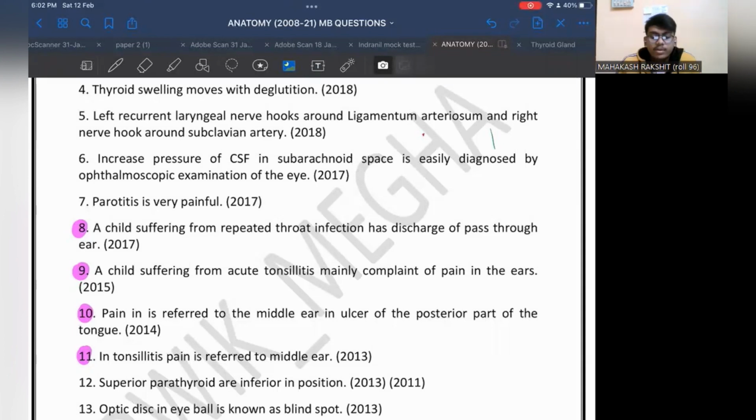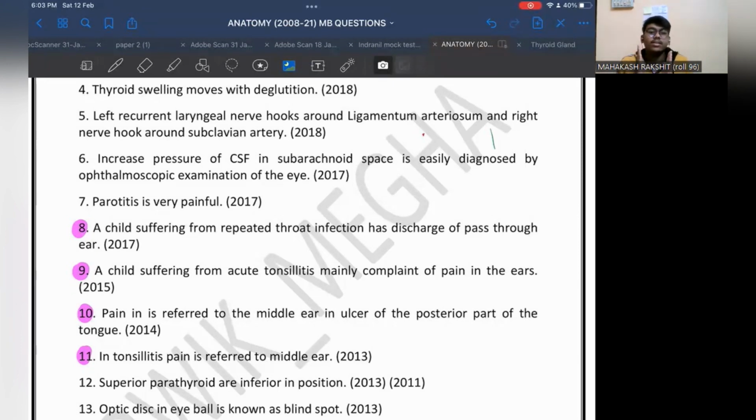Let's see the next question. Parotitis is very painful. Why? Why is parotitis very painful? If you have read anatomy all the year, you will know that any pain is painful when there is something trying to expand, but something is preventing it from expanding. Something same is happening here, right?